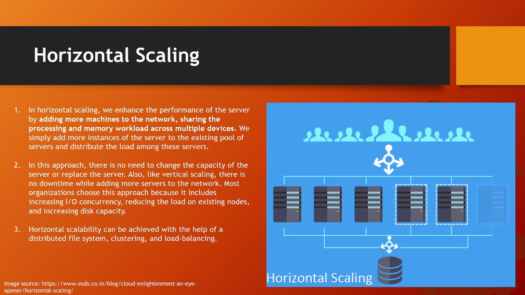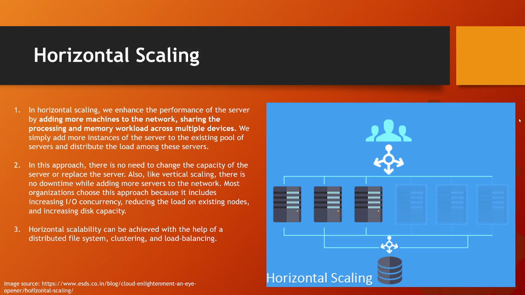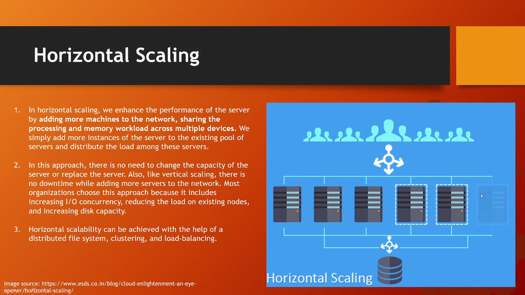If you see this representation, as the count of users increases, we are adding more nodes to it. And as the count decreases, we are simply removing the nodes. We also have a load balancer here. And all the servers are accessing a common database because in this case, we have to maintain data consistency.